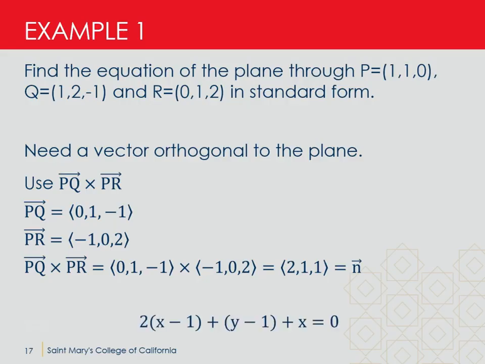Okay, and then once we've got that, actually the last piece is really easy. All we need is a point in the plane. Well, we have 3 points in the plane. We could have used every single one. I used P. So we take 2 times x minus 1, right? The 1 coming from right here in the P. And then 1 times y minus 1. And then 1 times z minus 0. I'll say we could have used Q, we could have used R, we just chose to use P sort of arbitrarily. And that is indeed the equation of the plane.